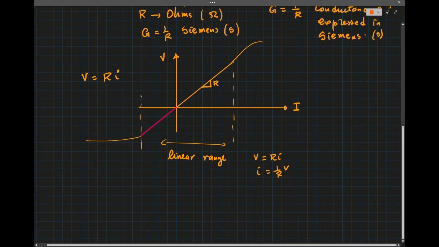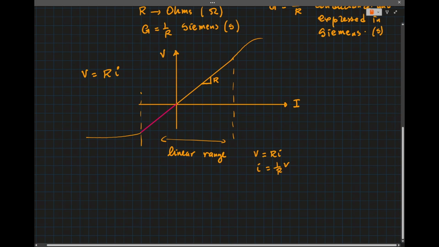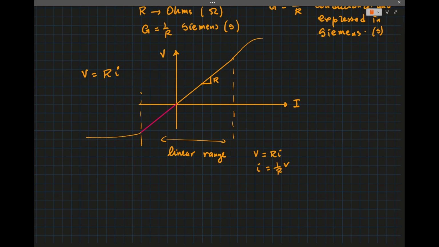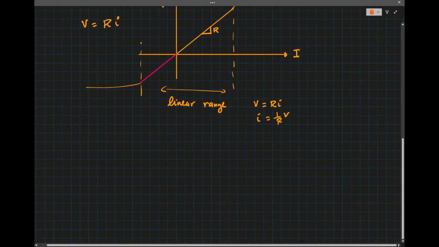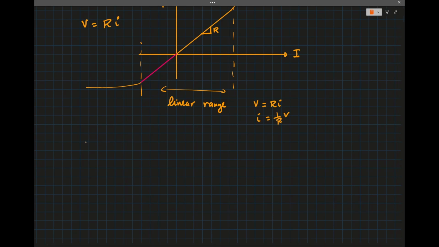For this series of lectures, we are going to assume that we have this linear relationship, and we are going to solve the network circuits assuming that the resistance is linear, and then use that to solve the networks.